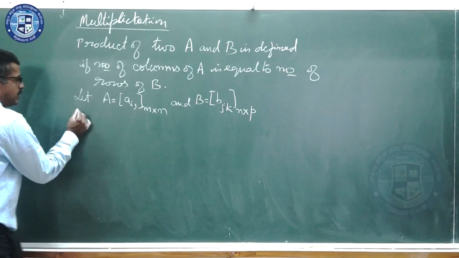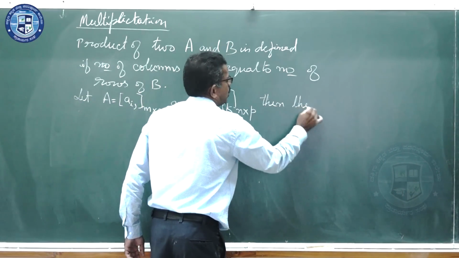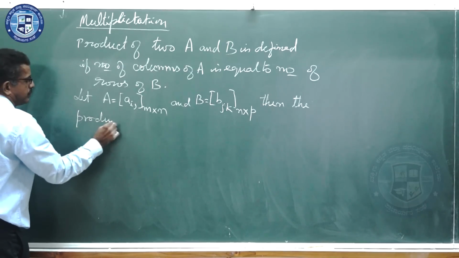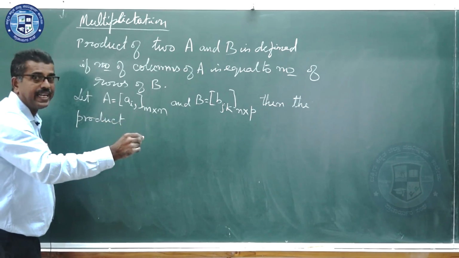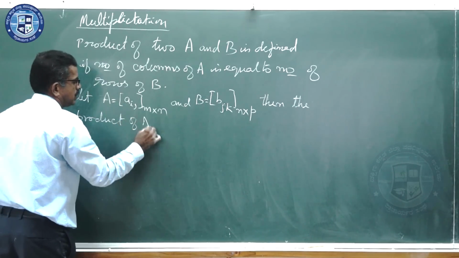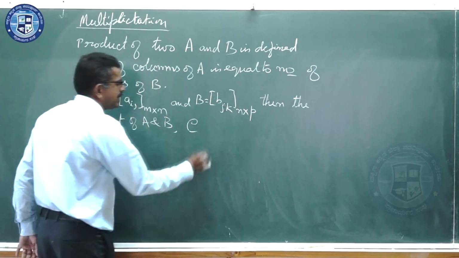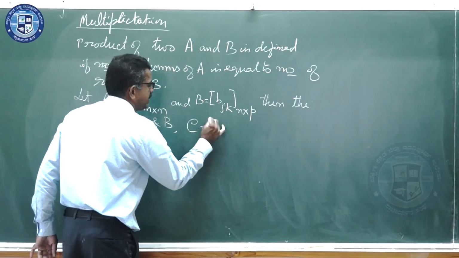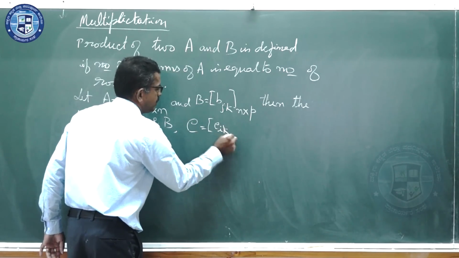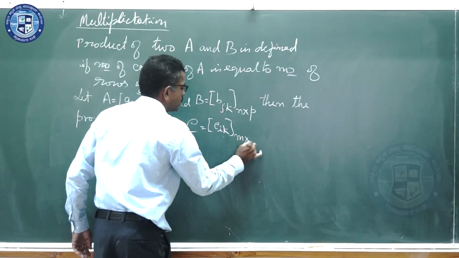Then the product of two matrices, product means it is A into B. Let me take that as C. Then C would be just one matrix. So what would be C? C will have elements of the type Cik, of order m cross p.